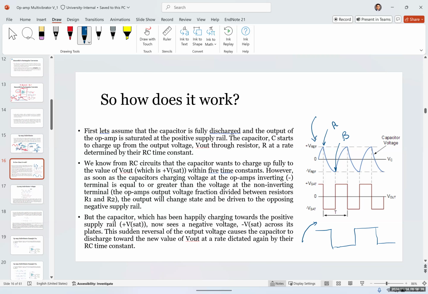But another way that we can adjust this frequency and adjust the width of the signal, or what we call the duty ratio, is by changing the beta point, or the beta voltage. So by adjusting this beta voltage, or the reference voltage, V beta, which is V reference, we can, to some extent, control this frequency, the rectangular frequency.